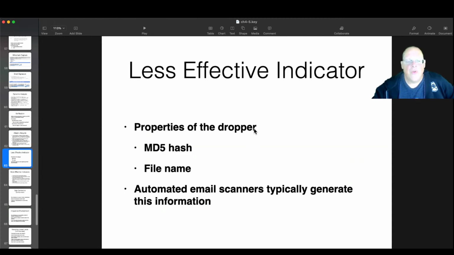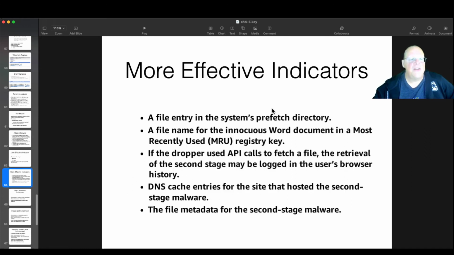So you've got a dropper, which is the original file, and your email scanner would probably record this. And then you can look for a prefetch indicator showing that something was executed on there. You can look for the innocent Word document. You can look for the API calls that were used, perhaps in the browser's history. You can look for DNS cache entries, like we were saying, for the network address it connects to. You can look for the second stage malware. These are all indicators you could use as indicators of compromise.